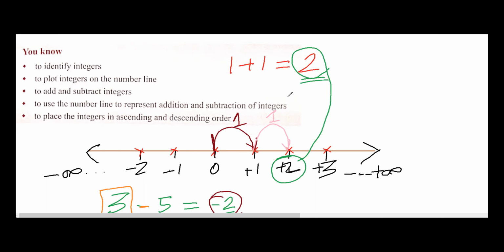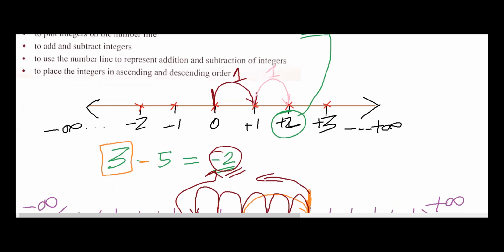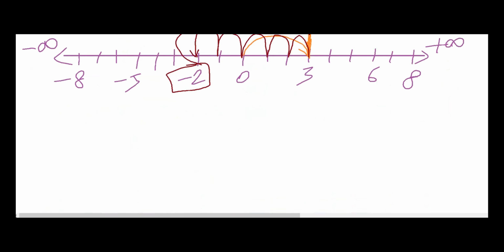1 plus 1 is 2, right? Similarly here, 3 minus 5 is -2. I have explained you here. Now let me explain a few more numbers.